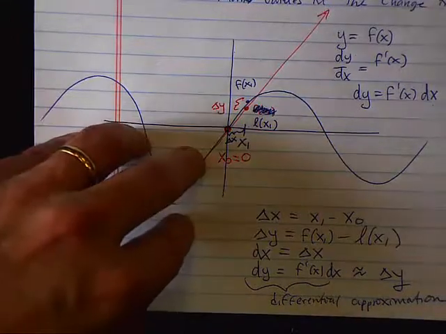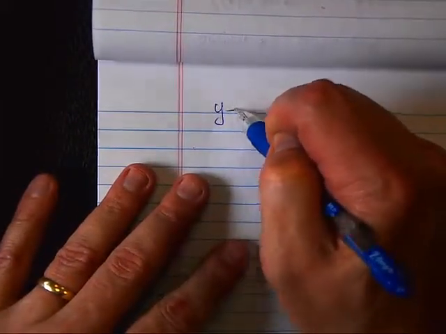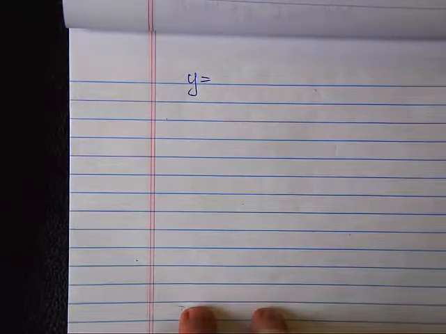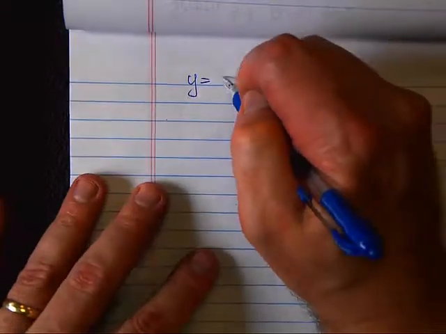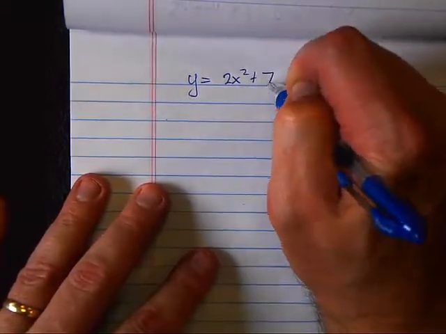All right, so let's do a specific example here. Give me a function you like. I don't want it to be a line, because what's the tangent line to a line? A line. It's the exact same thing. It doesn't change anything. 2x squared plus 7.